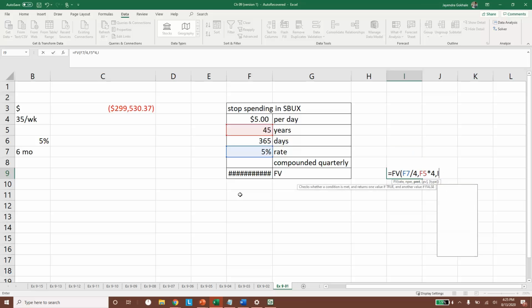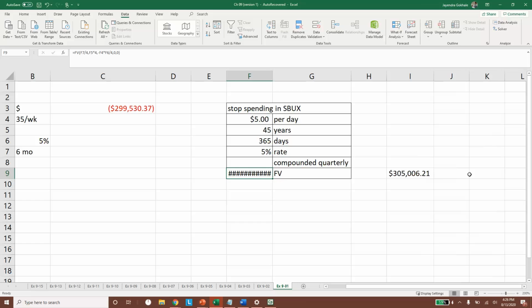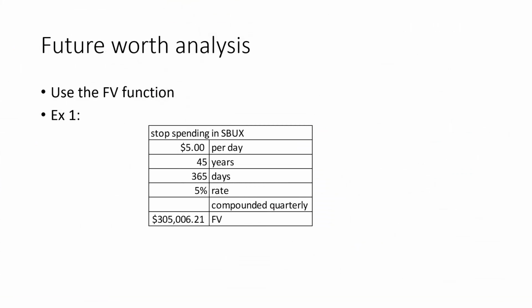The payment per quarter, and we should make it negative because the future value then will be positive. $5 per day times 365 days per year divided by 4. And so we have to make sure that the rate is quarterly, the number of periods are quarters, so 45 times 4. The payment is also per quarter. The present value, we have nothing today, and we consider the end of the period consideration. So shift control 1, 305,006.21. That's how much we'll have saved up by the end of 45 years.